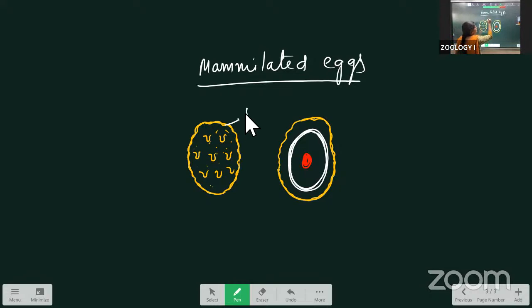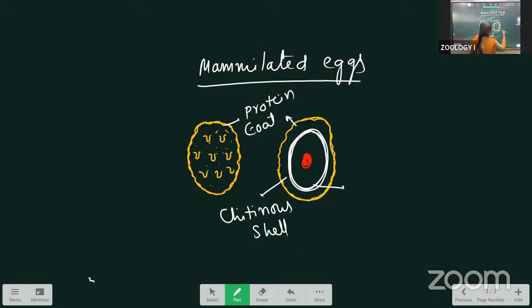This one is the protein coat. The outer is called the protein coat. Next, the second layer we call the chitinous shell. Next, the inner layer is called the lipid layer. Here, the 2 marks are also important. Why are Ascaris eggs called mammillated eggs? Because they are covered by a rippled surface protein coat. That's why we call them mammillated eggs. Here, the rippled surface is outside.